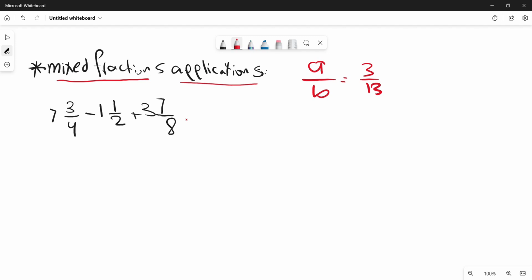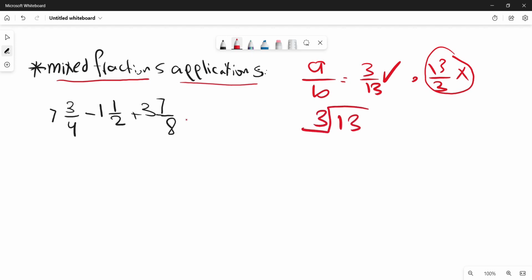So 3 over 13, this is correct. But if we have a term 13 over 3, it's wrong, unless we change it to a mixed number. How do we do that? Simply 13 should be divided by 3, and we know that 3 times 4 is equal to 12. So 13 minus 12 is equal to 1. So the remainder is 1.